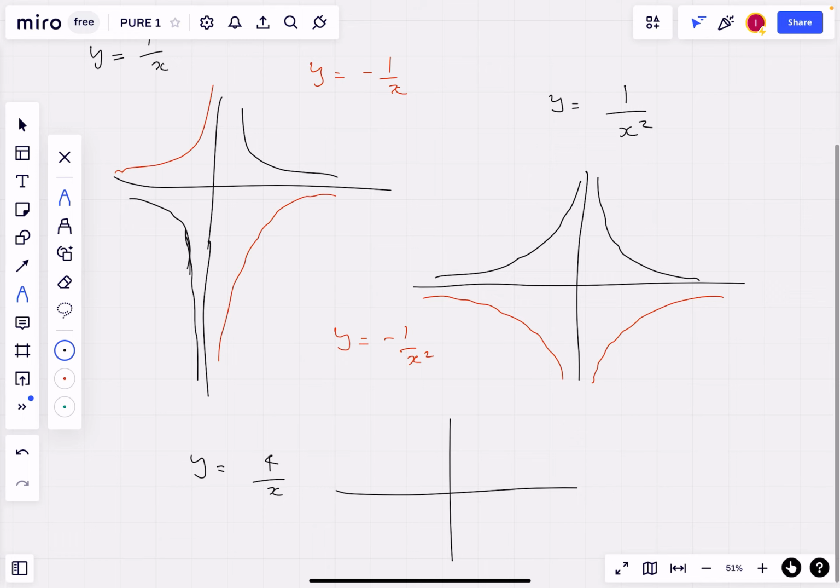So instead of, let's say, being here, it's going to be out there. This would be the 4 over x, this would be the 1 over x. And the same thing down there. This would be 1 over x, that would be 4 over x. So the larger this number is, the further out your graph is going to be from the x-axis or y-axis. That's it. That's reciprocal graphs.